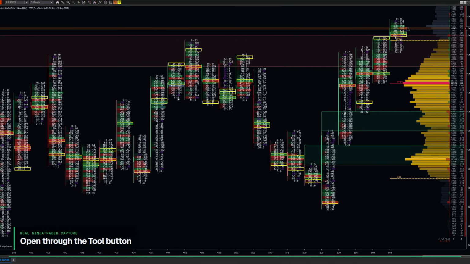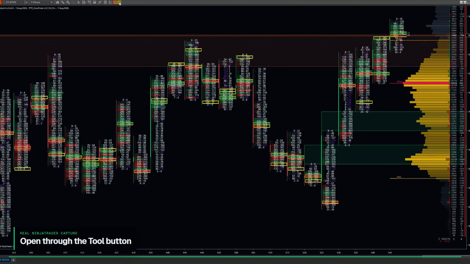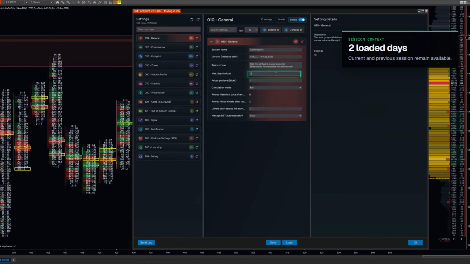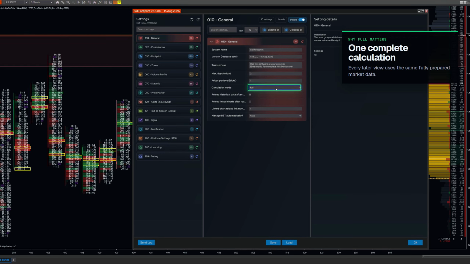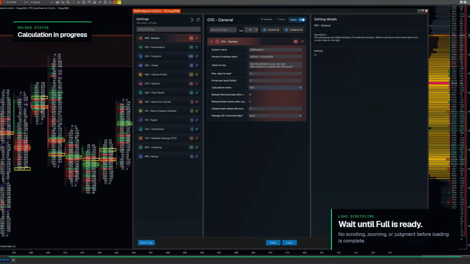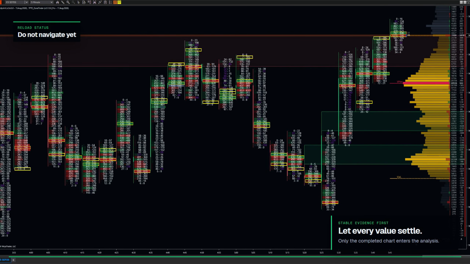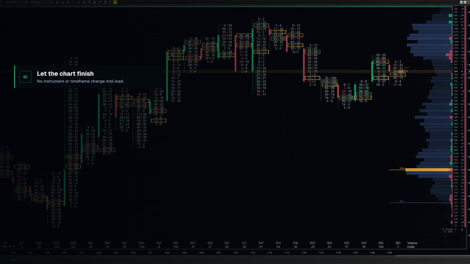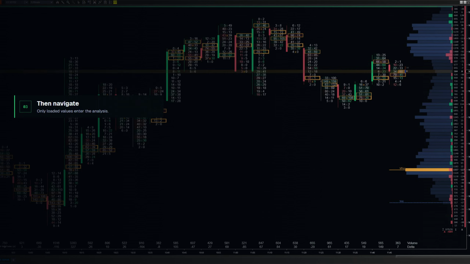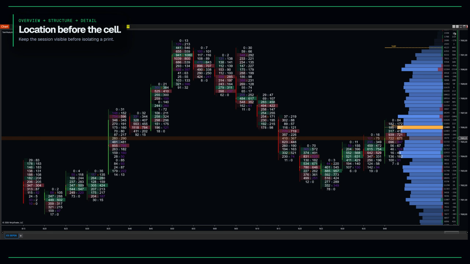We open the menu through the tool button in the top bar. 2 loaded days preserve the current and previous session. 1 tick per level keeps every traded ES price visible. Calculation mode stays on full, so footprint, profiles, zones, plots, and statistics are prepared together. Full takes longer to load, but the dataset is ready afterward. We wait for that load to finish before scrolling, zooming, or judging any value. Only then.